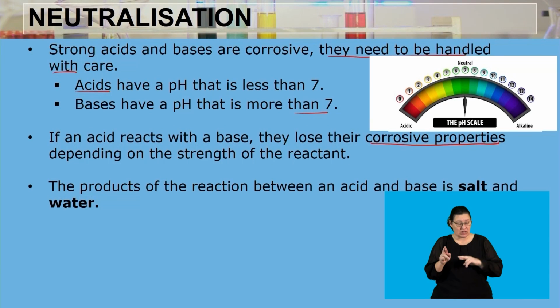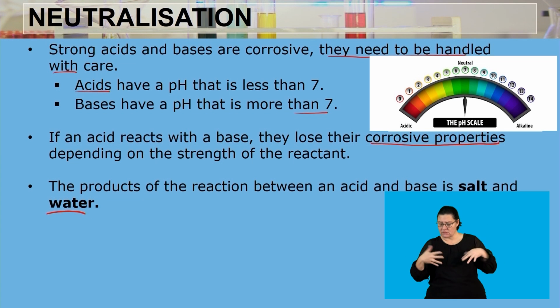So for them to lose their corrosive properties entirely, the strength needs to match. The strength of the acid and the strength of the base, they need to match. So the product of the reaction between an acid and a base is salt and water. So whenever we're having a reaction between an acid and a base, the products from there are going to be salt and water.